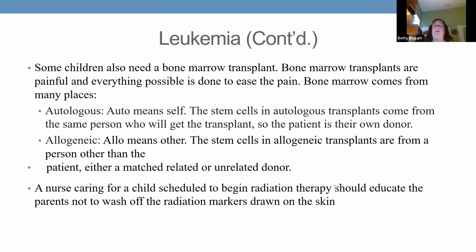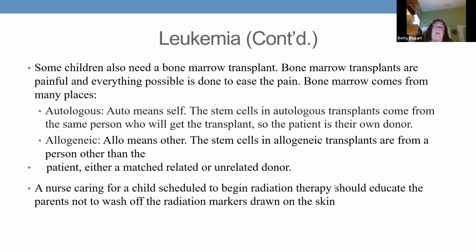Now, in leukemia, sometimes we need to do a bone marrow transplant. Chemo's not working, so we have to do something. There are 2 different types we can do. We can do autologous, which means it came from me. Could be a smaller child, because these are young children, 2 to 5, boys. This is the normal age range where you'll see leukemia. So they still have their own stem cells. Autologous would be their own stem cells.